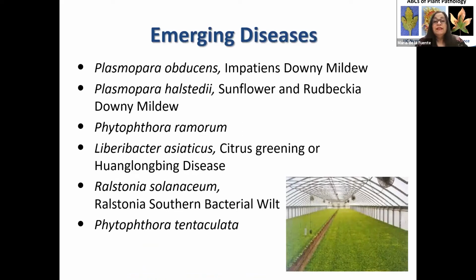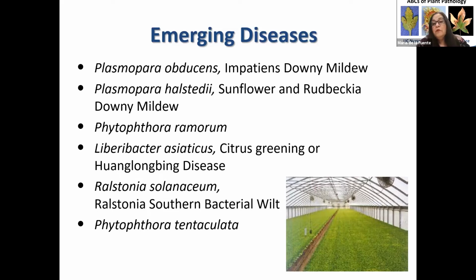So the emerging diseases: we have the downy mildew for impatiens, or impatiens downy mildew, which is obviously another water mold. So we know from the start that if we manage watering issues and relative humidity issues correctly, we will have better success. But CDFA has asked us to be in the loop for these diseases that are present elsewhere in the United States, but still not in California. Another one that is not in California is the downy mildew for sunflower and rudbeckia.